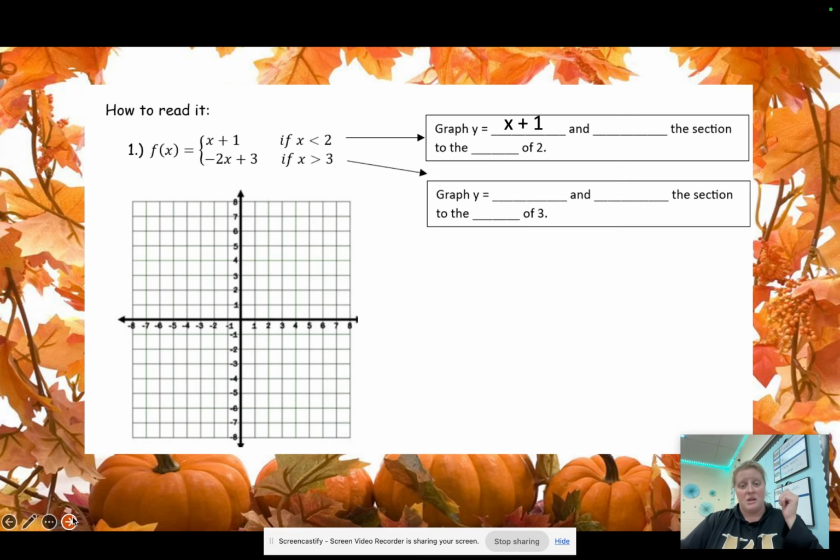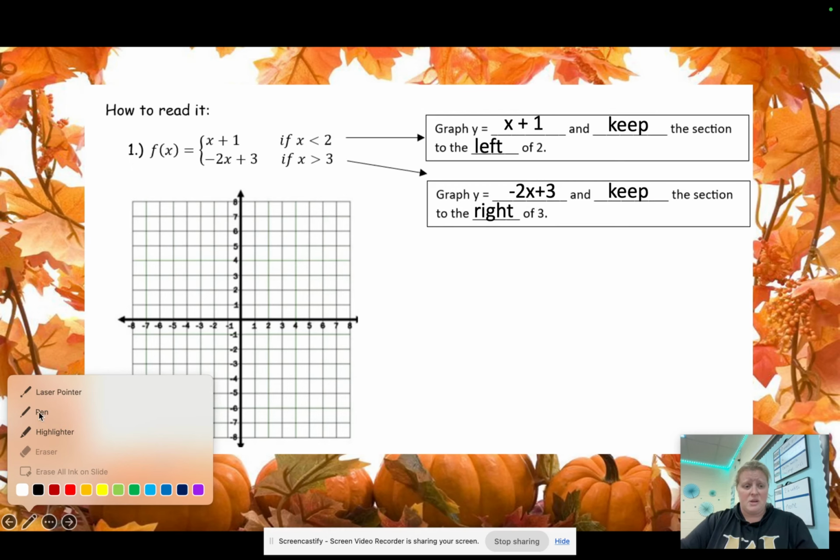So our game plan is we're going to graph x plus 1 first. We're going to keep the section that's to the left of 2. Remember, less means left of when you're talking about x's. And then the same idea for the second one. We're going to graph the second line, but we're going to keep the section to the right of 3.